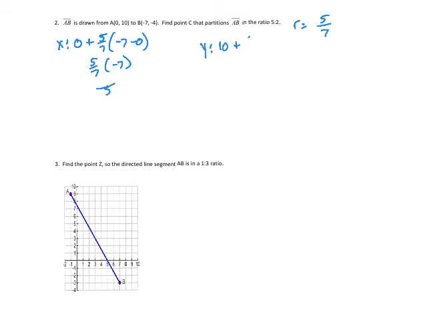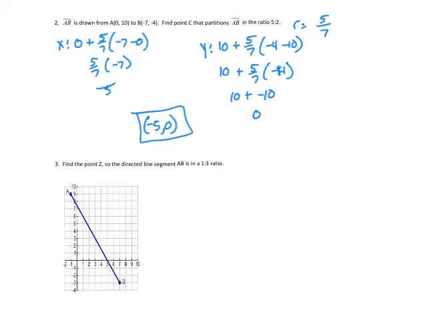For my y value, I start at 10. To that, I'm going to add 5/7 of the total distance. This is -4 minus 10. So that's 10 plus 5 over 7 times -14. That's 10 plus -10, so that's 0. So that answer is -5, 0.